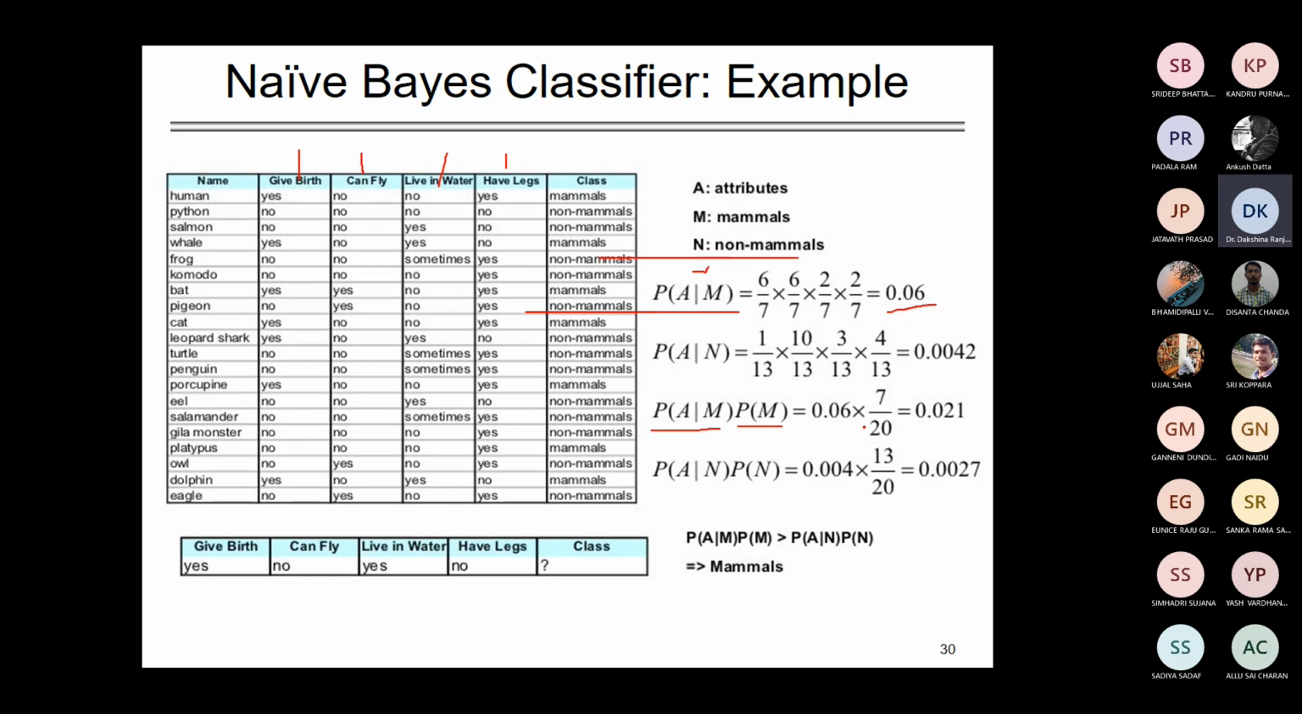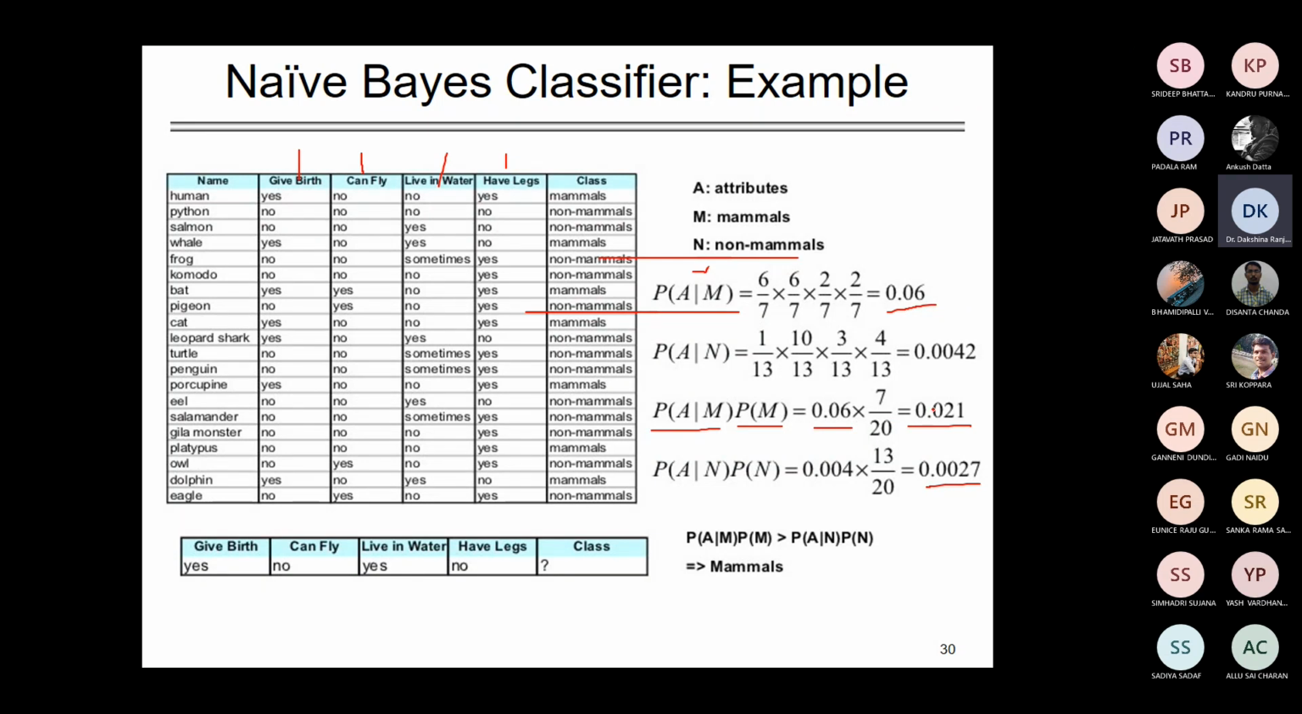So probability of m means, if we consider the number of mammals, then there are 20 classes. So here we will get the 20. Out of 20, how many mammals are found? 7 mammals. Therefore this marginal estimation will be multiplied by this marginal probability 7 by 20, and here we get the outcome for the mammal class, and for non-mammal class we are getting this.